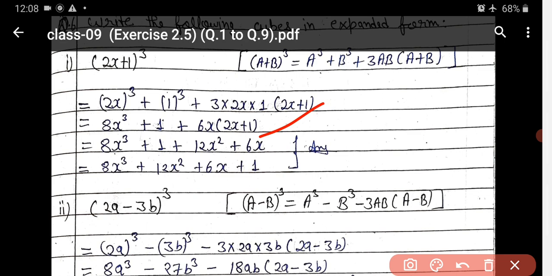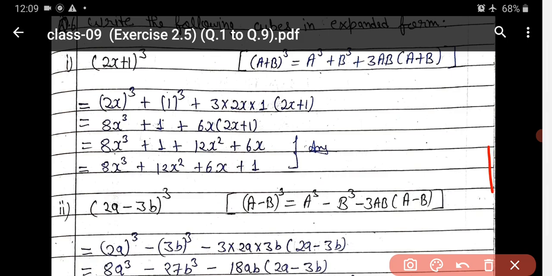So if you write in standard form, write the highest power, then the lower power, and then the constant term. Both are correct. You can write in any form, but standard form is first the highest power, then the smaller, and then the smallest. Both are the correct answer, okay.